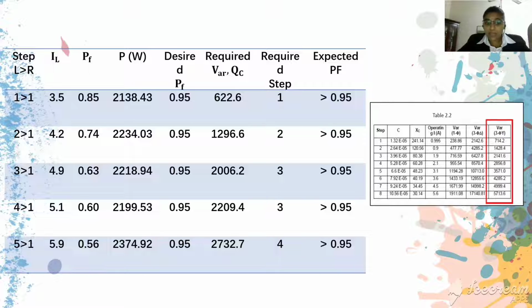Next, finally, for step 5, we have an IL of 5.9, with a power factor of 0.56, which is the lowest power factor. Then we obtain a power of 2374.92, and to obtain the expected power factor, we calculated the required compensation power, which is 2732.7 VAR, and the required step is step 4, which is nearer to 2856.8 VAR, in order to obtain the expected power factor.